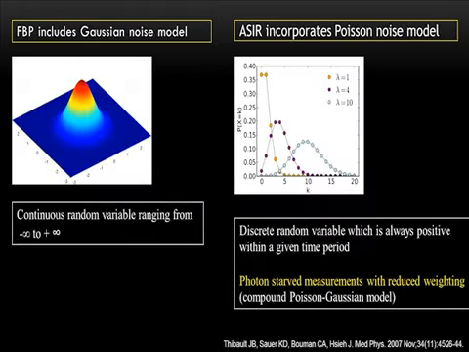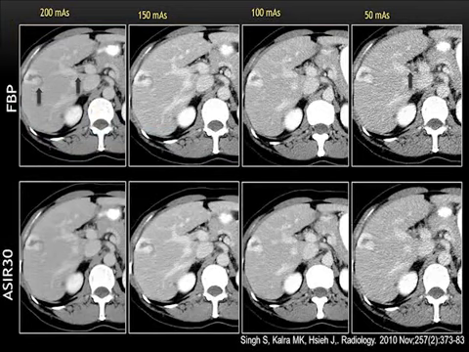They also include a more refined noise model. For FBP, we have a Gaussian model, and for ASiR, we have a Poisson model, which is mostly for the photon noise, where photon-starved measurements have a relatively reduced weighting in the reconstruction. In fact, they use a compound Poisson and Gaussian model. The Gaussian model is for the electronic noise, and the Poisson is for the photon noise. So these are the mathematical corrections they have in the algorithm.